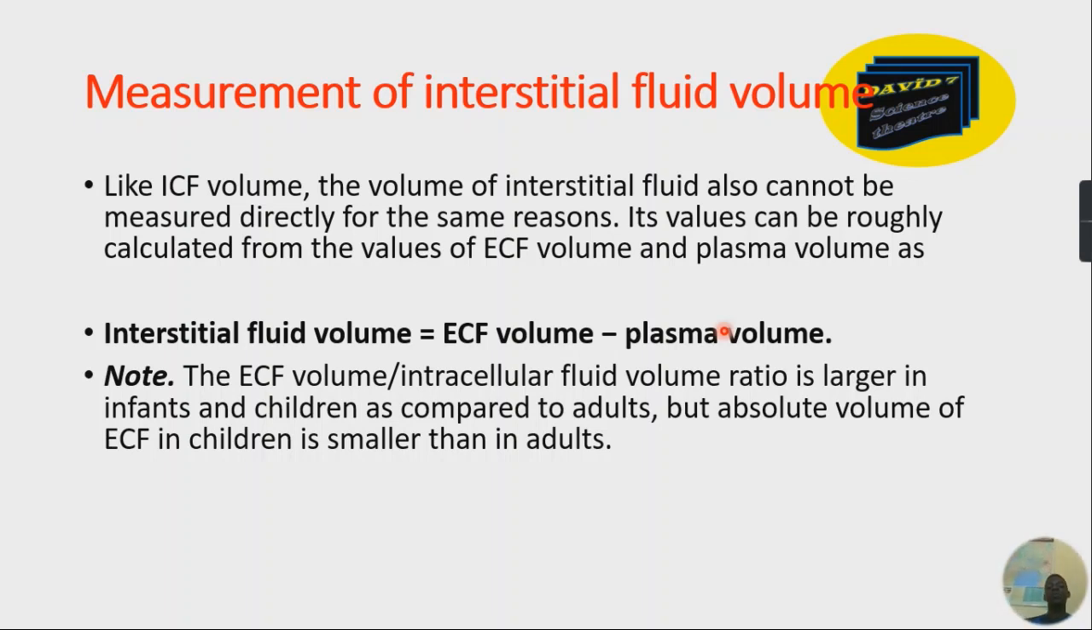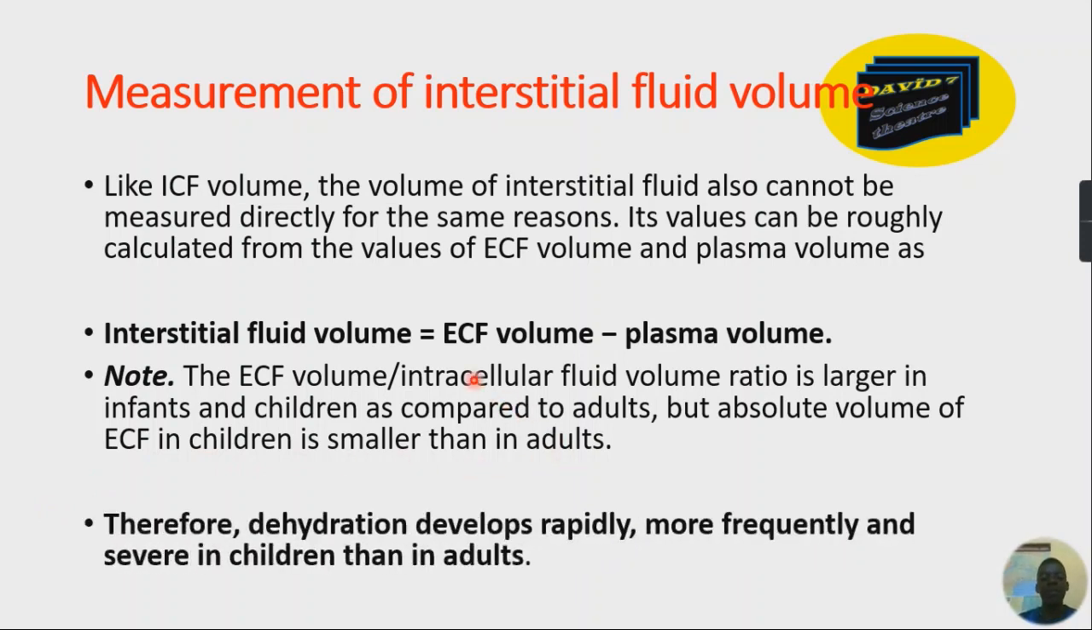Note that the ECF to intracellular fluid volume ratio is higher. You get this point? The ECF to ICF fluid volume ratio is larger in infants and children as compared to adults, but the absolute volume of ECF in children is smaller than that in adults. And lastly, therefore, if there is dehydration, it will develop more rapidly, more frequently and more severely in children than in adults because their ECF absolutely is lower.